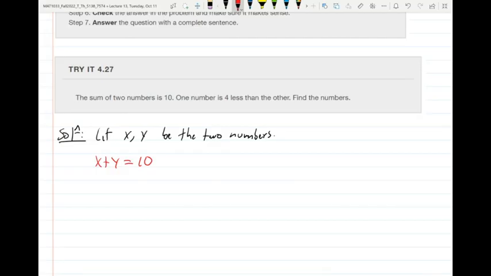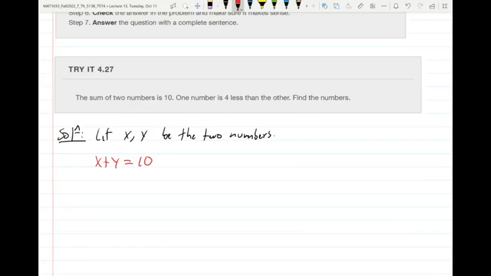All right. Of course, there are many numbers that satisfy this condition, so this is not enough. Now, the next sentence nails this down a little bit more. It says one number is 4 less than the other. How can you write this mathematically? So how do you say that one number is 4 less than the other? One number is the other minus 4. Does everybody understand this?